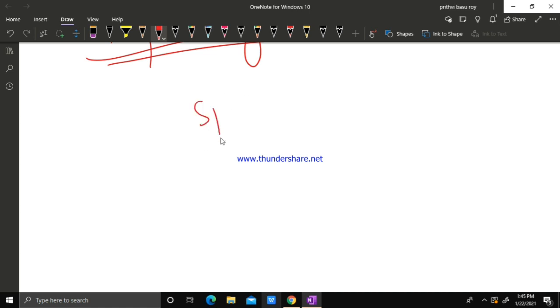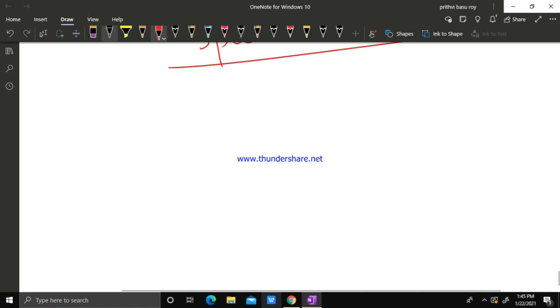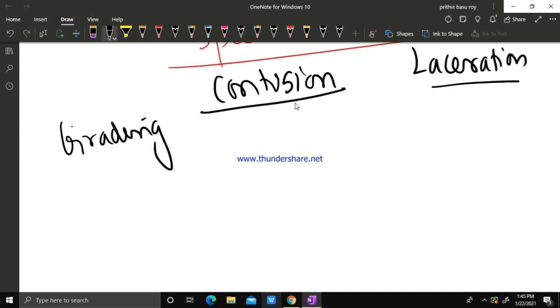Next, in short, if you talk about splenic trauma, this is the most common trauma associated with it. So when you're writing a long question, you write that, and you write the splenic trauma. But the grading of splenic trauma you need to remember. The grading is very simple. It is based on contusion and on laceration. This is one of the simplest gradings. If you remember the spleen, you remember everything: liver, renal, everything.